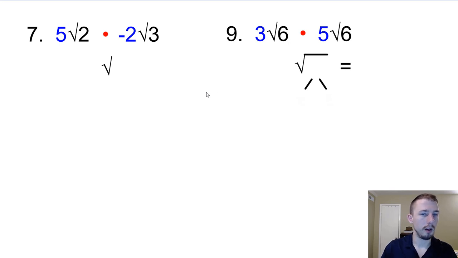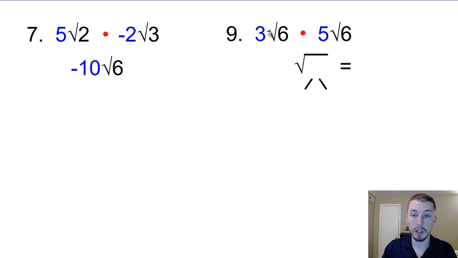All right, 7 and 9. Now we're multiplying radicals with their coefficients. So it's pretty simple. Just multiply the coefficients first and keep them separate in front of the radical, and keep your stuff in the radical in the radical. So 5 times negative 2 is going to be negative 10, so that goes on the front. And then 2 times 3 is going to be radical 6. Now I know these are already broken down because they're prime, and so those radicals cannot be reduced. So we're done at that point.